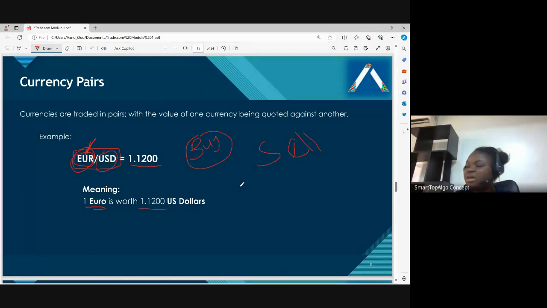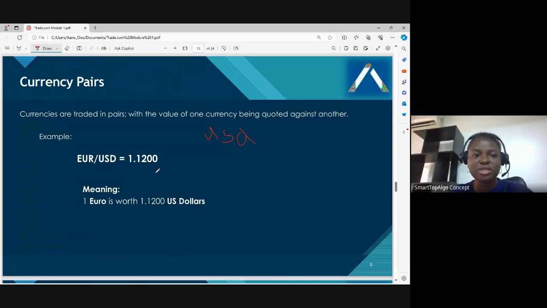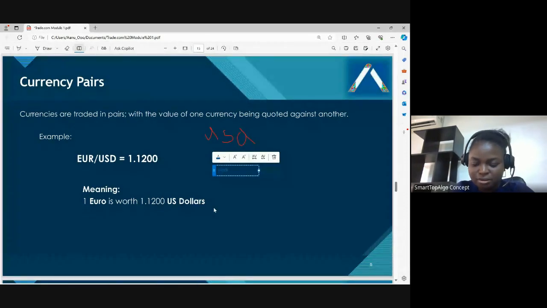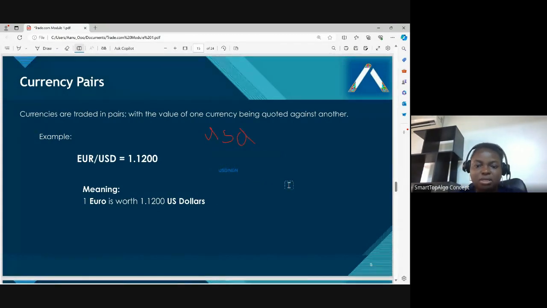So now let's use Naira, what we are used to. Let me put USD. Sorry. Okay, let me clean up. Okay, so let's say I have USD, then NGN. Now, let's say I have USD NGN.